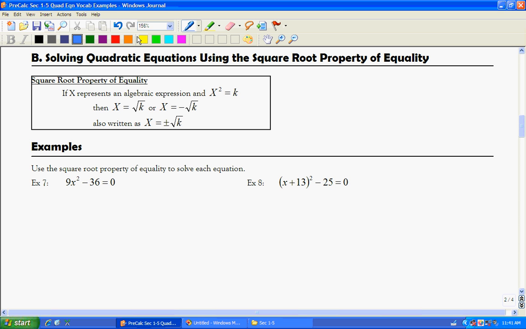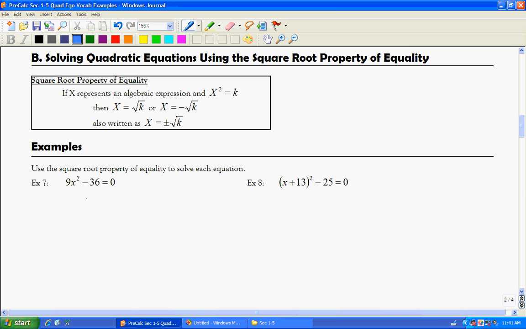It says use the square root property of equality to solve each equation. So we need to get the square by itself. And you'll notice with this first problem, there is no bx term. This is a perfect case where we would use the square root property because we can isolate the x squared term by itself and then square root both sides.